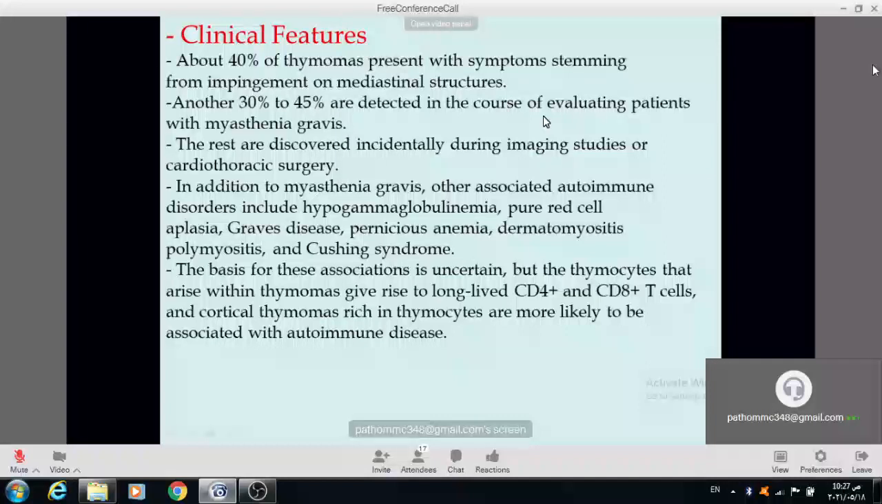Another 30-45% they are asymptomatic. They are usually found during evaluation of myasthenia gravis. مثل ما حكينا، المريض من يكون عنده myasthenia gravis نروح ندور على thymus مالته نشوف شنو المشكلة عنده. فبعضهم أو غالبيتهم يطلع عندهم thymic hyperplasia، لكن أيضا قسم الآخر يطلع عندهم الثايموما. فإذا ممكن تجي كجزء من الpresentation of myasthenia gravis.